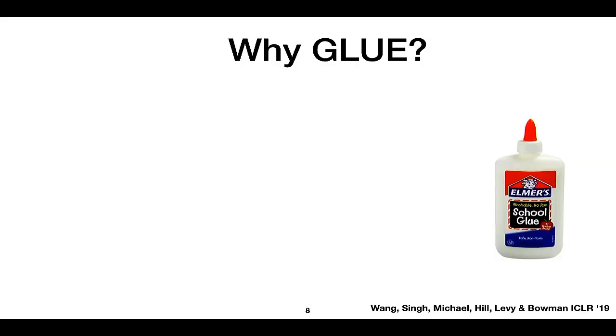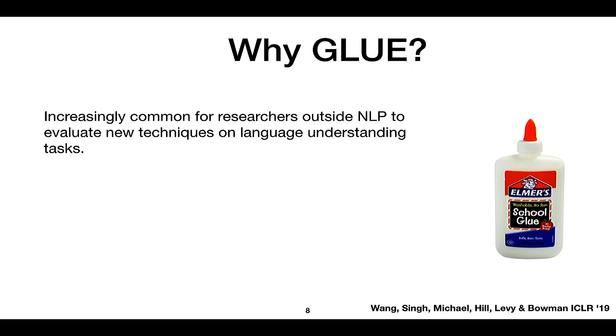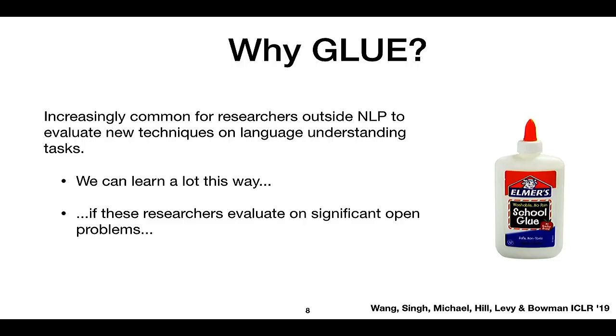We had our own reasons, but this is the post hoc justification that I think is most convincing. It's increasingly common for researchers outside of NLP to evaluate new techniques on language understanding tasks. I think this is much more true in the last couple of years than it had been in the preceding years. This can potentially be really useful to us, having lots and lots of researchers with potentially orthogonal areas of expertise trying to give us new methods that work on our problems. But we're only going to have an easy time benefiting from this if this work is being evaluated on tasks that represent real open problems in NLP. And this often doesn't happen.